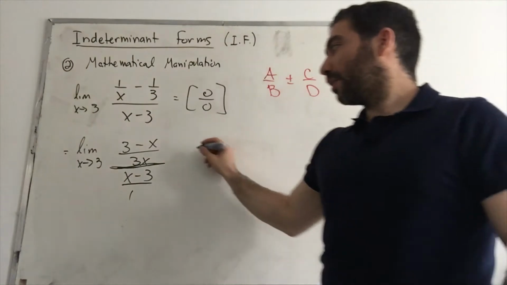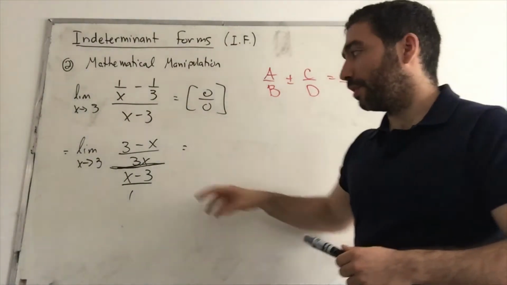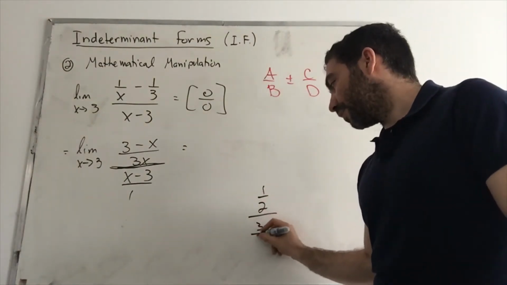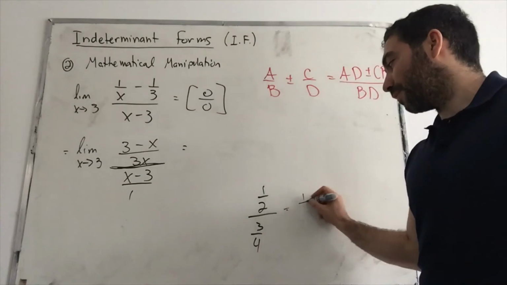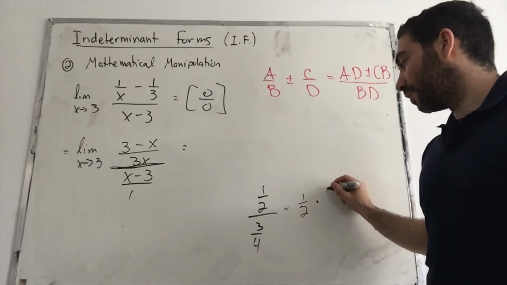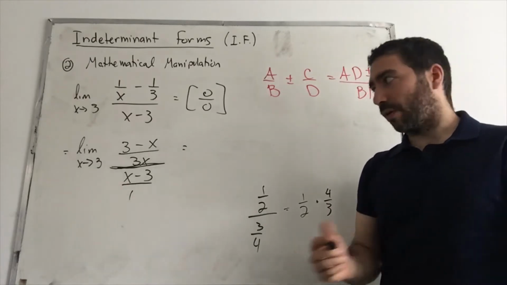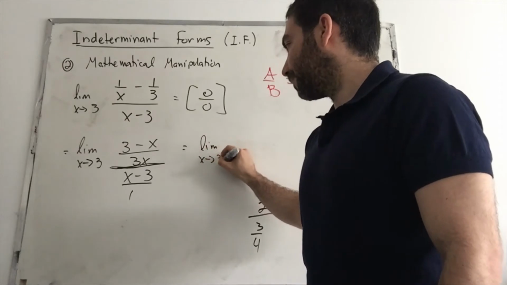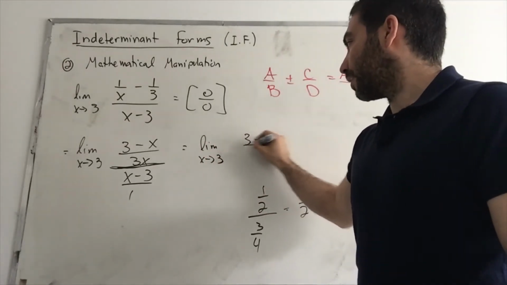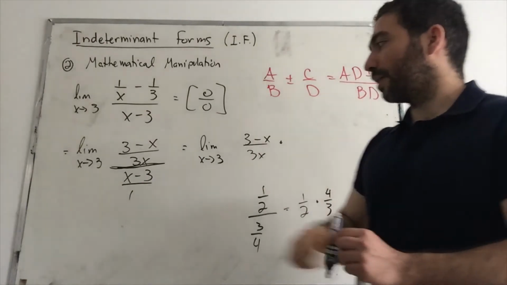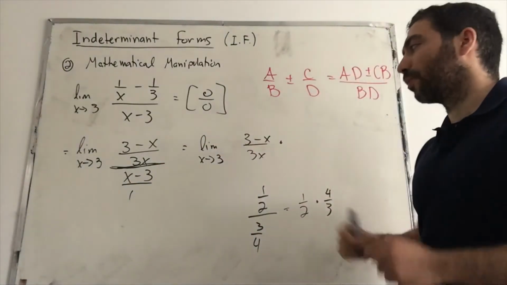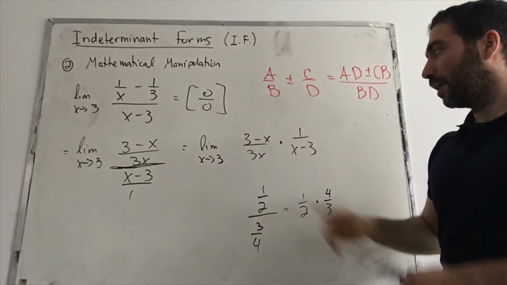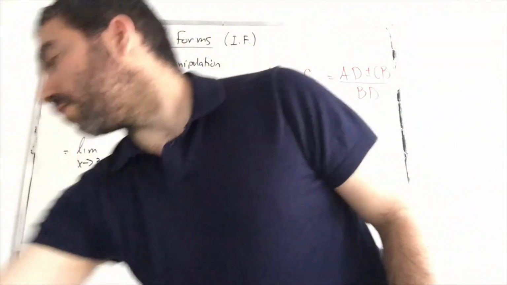So whenever you have a fraction divided by a fraction, this is done often, you multiply by the reciprocal. So the same as if you have a half divided by 3/4, the way you would do this is 1/2 times the second fraction flips, becomes 4 over 3. We're doing the exact same thing here. So you're taking the limit as x approaches 3. The first fraction stays, so 3 minus x over 3x. But now we're going to multiply. Instead of x minus 3 over 1, we're going to flip the second fraction. We're multiplying by the reciprocal, times 1 over x minus 3. And this is easier to work with. Let's remove this.